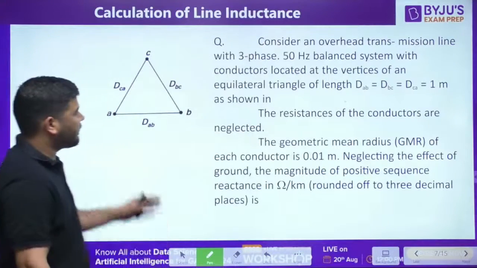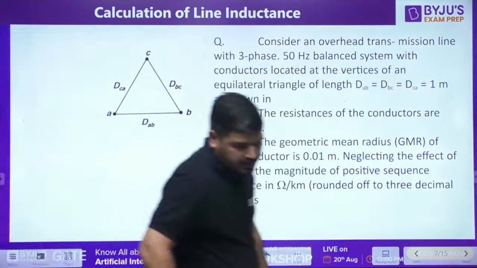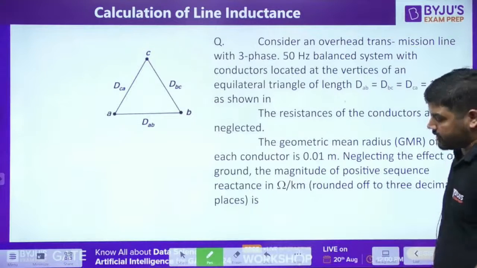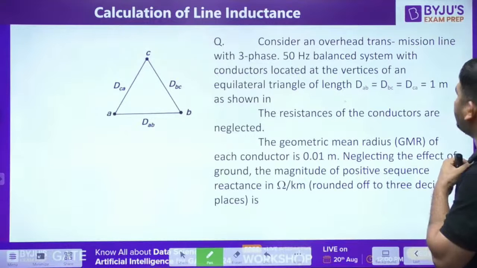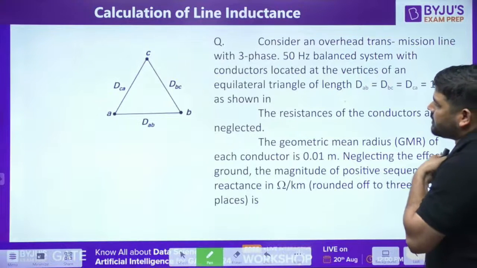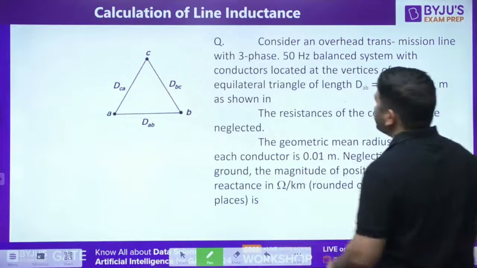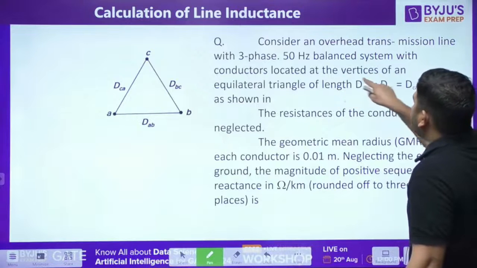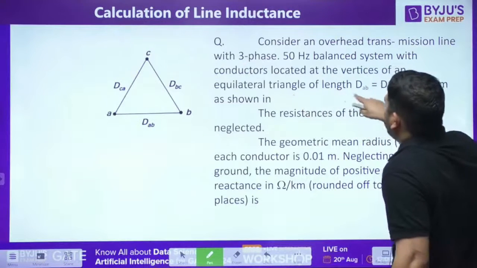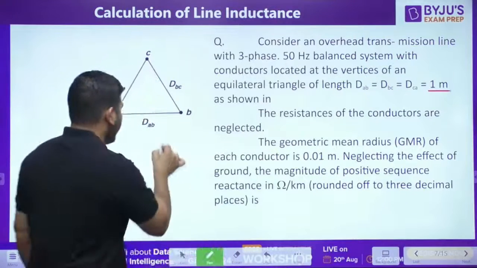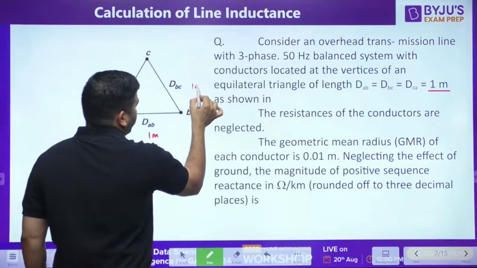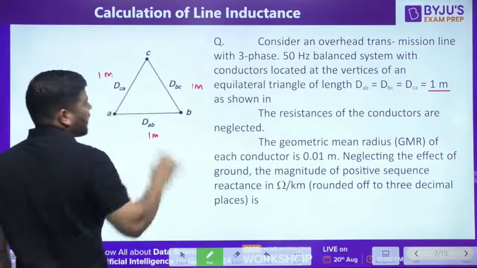Let's come to the next question. The next question on your screen is this. The question says, consider an overhead transmission line with 3-phase, 50 Hertz balanced system with conductors located at the vertices of an equilateral triangle. So the triangle is equilateral and each length is 1 meter. This is 1 meter, this is also 1 meter, this is also 1 meter.